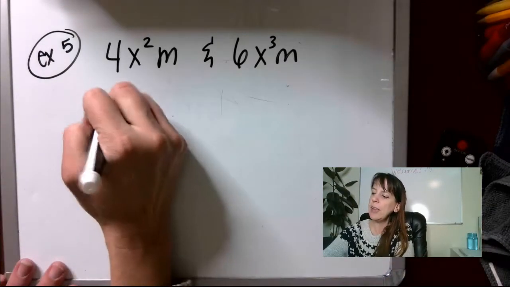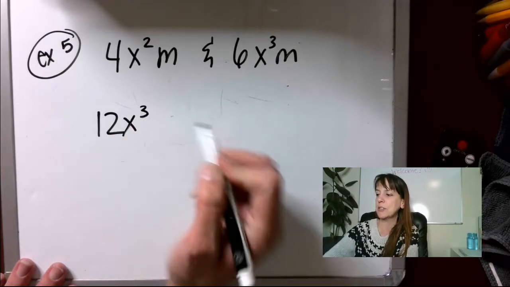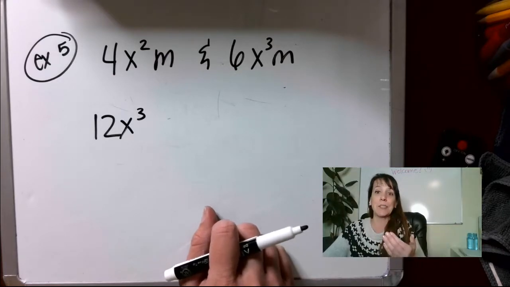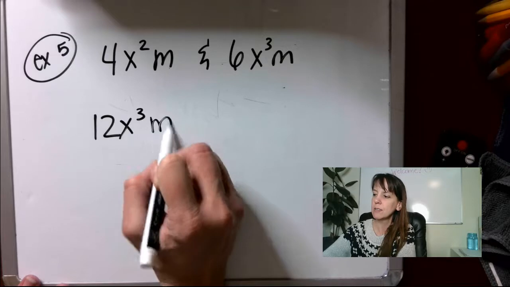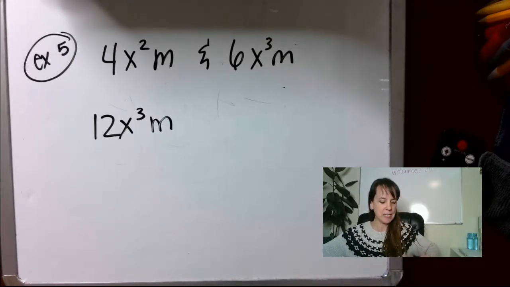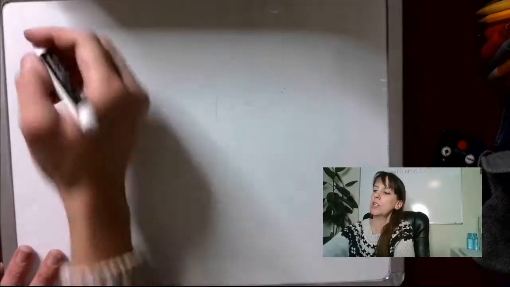So 12, and then I have 2 x's here, 3 x's here, so I have to have at least 3 x's. So this is a lot different than factoring, where you can only take out the smallest number. Now we're looking at the largest number. An m here, so I have an m. All right, guys, the practice problems A through D are on page 174. Go ahead and pause the video, give those a shot, and let's see what we got.